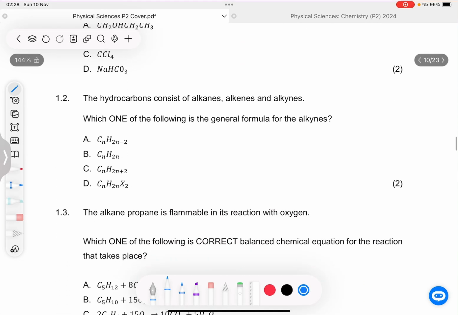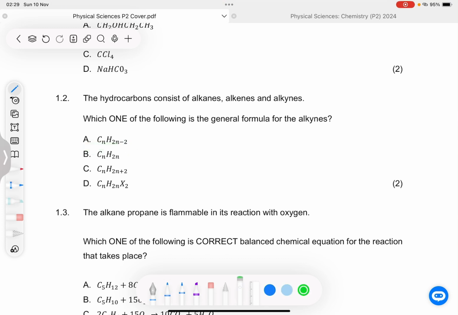Now we'll jump to question 1.2. Question 1.2 says the hydrocarbons consist of alkanes, alkenes, and alkynes. Which one of the following is the general formula for the alkynes? Now, obviously, this will require you to know your notes. If you forgot this or you don't know about this, go and revise this. But I'll just assist here by giving you the answers to this one.